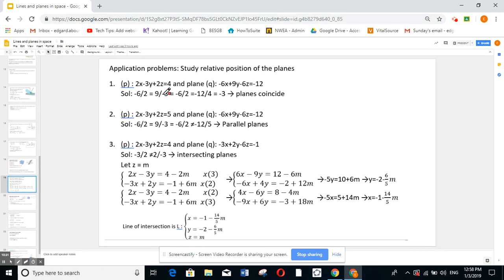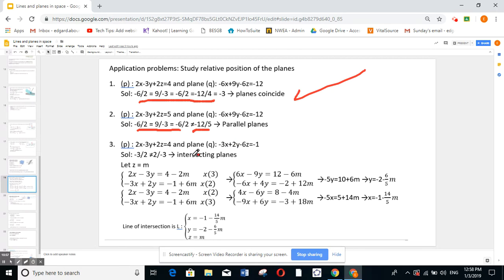I have these two planes. As you can see, minus 6 over 2, 9 over minus 3, minus 6 over 2, minus 12 over 4, all are equal to minus 3, so the planes are the same. In the second, minus 6 over 2 equals 9 over minus 3, the same, equal to minus 6 over 2. So till now, it's parallel or coincide. But since it's not equal to minus 12 over 5, we say the planes are parallel.